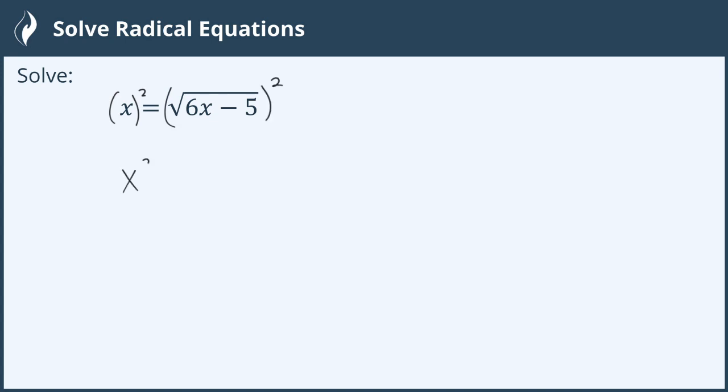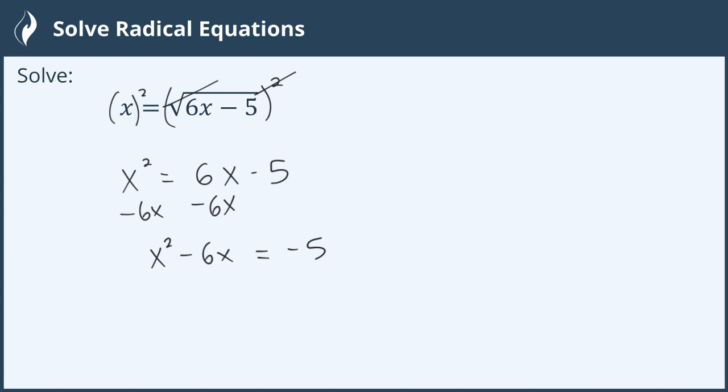So we've got x squared equals, and since squaring is the opposite of square root, those will go away and it'll just become equals 6x minus 5. So now we have a quadratic equation to solve. So let's go ahead and get everything on one side and then 0 on the other side. So let's subtract 6x on both sides. So we have x squared minus 6x equals negative 5.